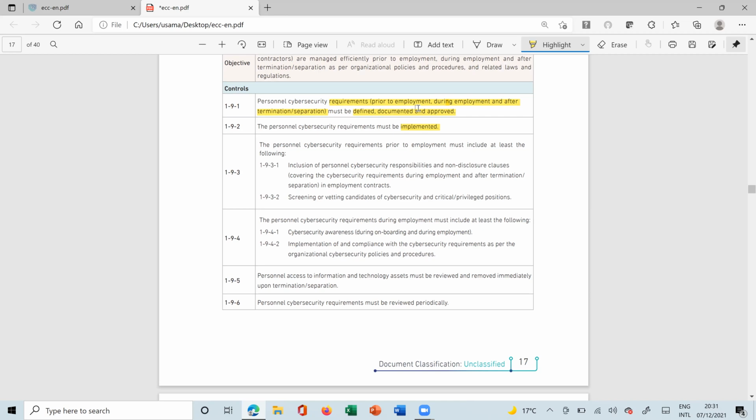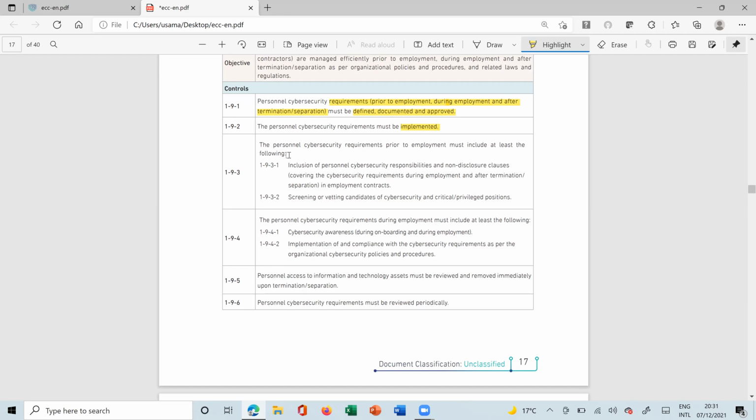And during the employment, you have to provide him the training and the policies, explain to him exactly what his role and responsibilities are, keep an eye on him, and improve his career. And finally, after the termination, you have to make an exit interview. You have to make sure that he signed the NDA for protecting the information and the assets of the organization even after he leaves the company.